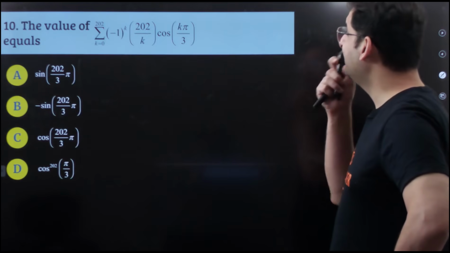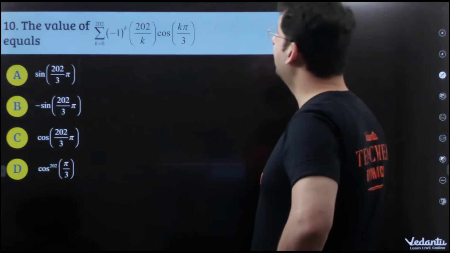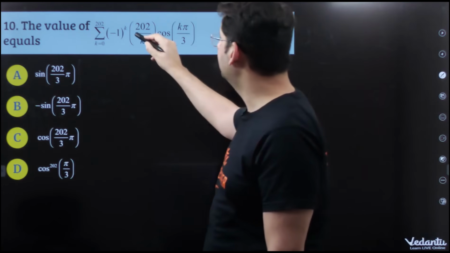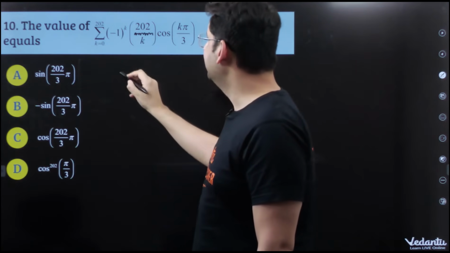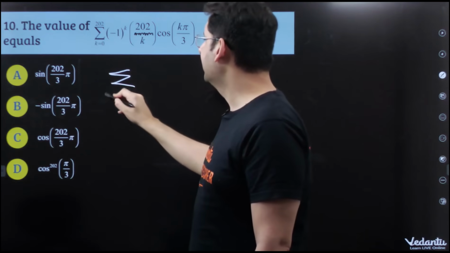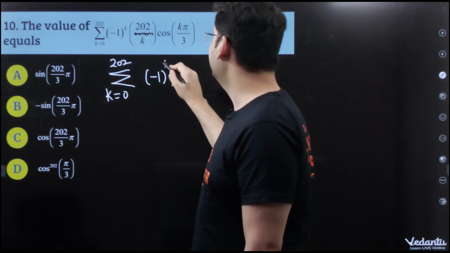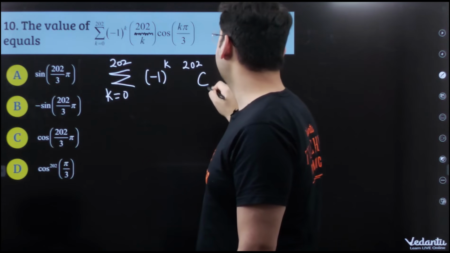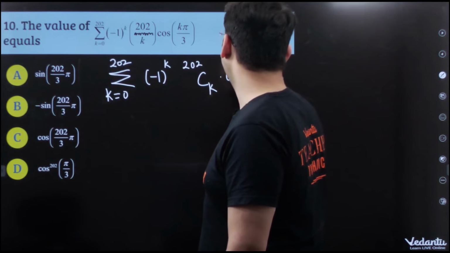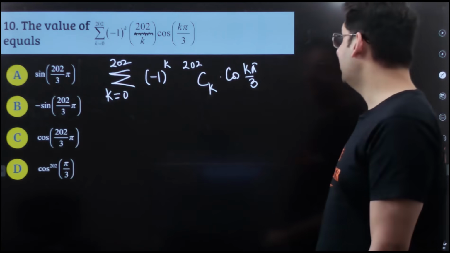Okay, moving on. Question number 12. Value of sigma k varies from 0 to 202, minus 1 to the power k. It is this, not ratio. ये ratio नहीं है. So basically the question is this. The question is sigma k varies from 0 to 202, minus 1 to the power k, 202 c k into cos k pi by 3. ये क्वेश्चन है. 202 c k cos k pi by 3.